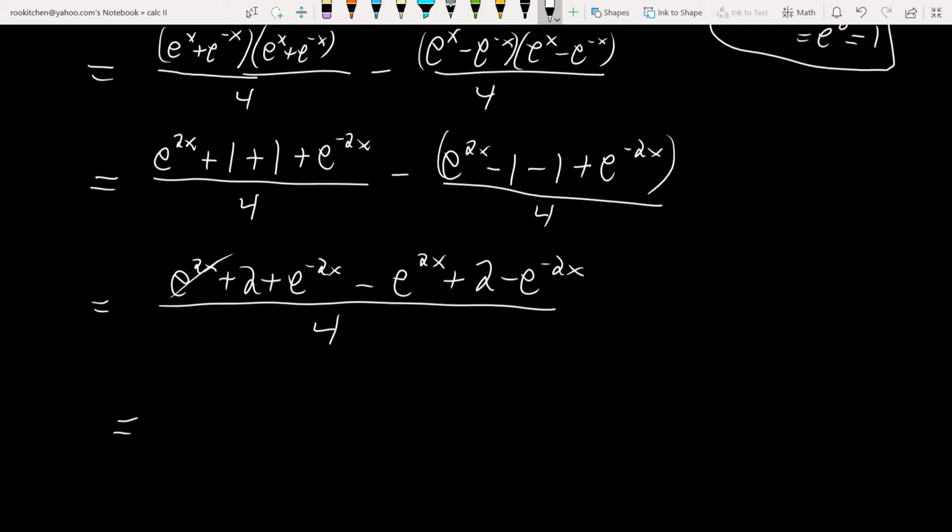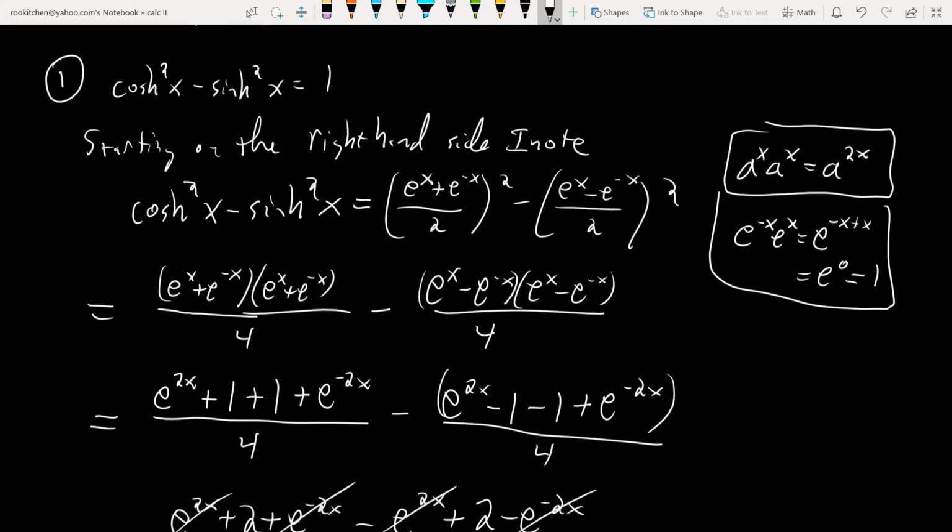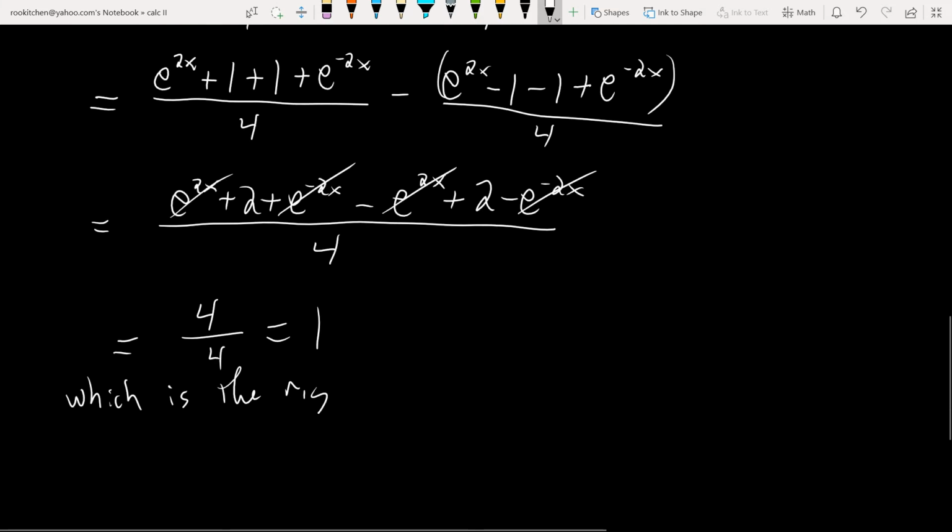Okay. E to the 2x's cancel. Negative e to the negative 2x cancels with the e to the negative 2x. And then 2 plus 2 is 4. And then 1, which is the right-hand side. I started on the left, right? Whoops, I'm so sorry. I don't know my left from my right. The left-hand side. And then we ended, which is the right-hand side, which is what we wanted to show.